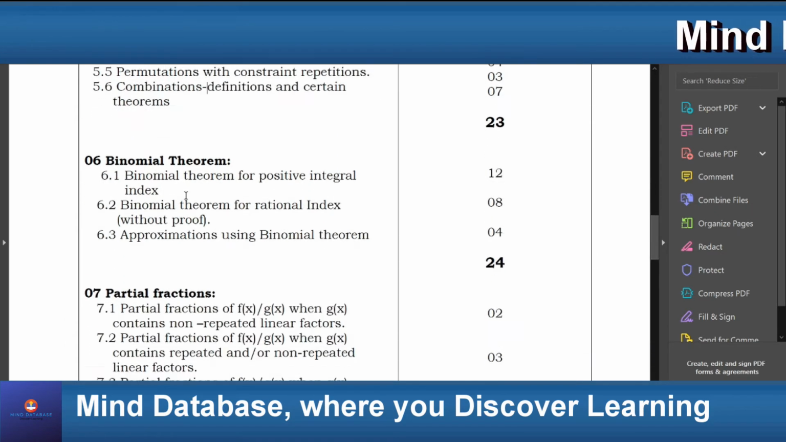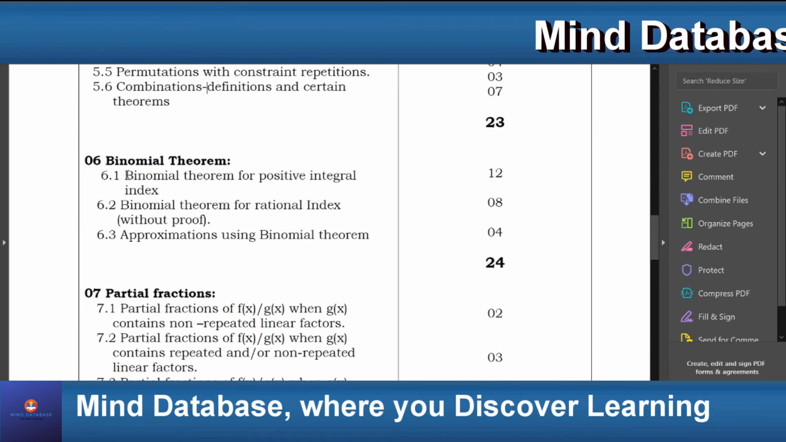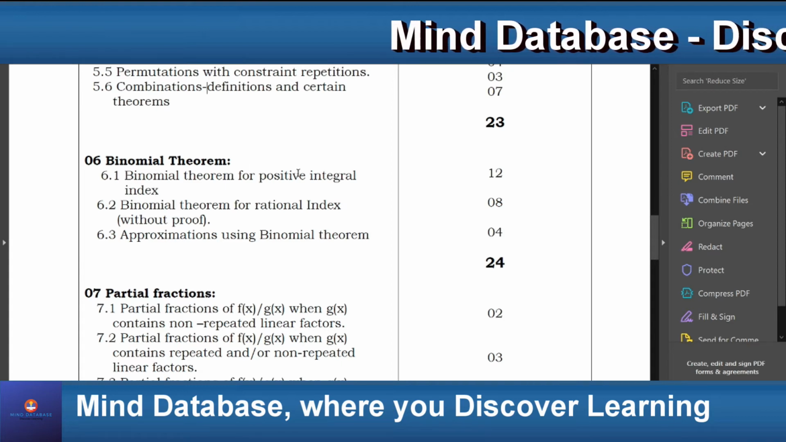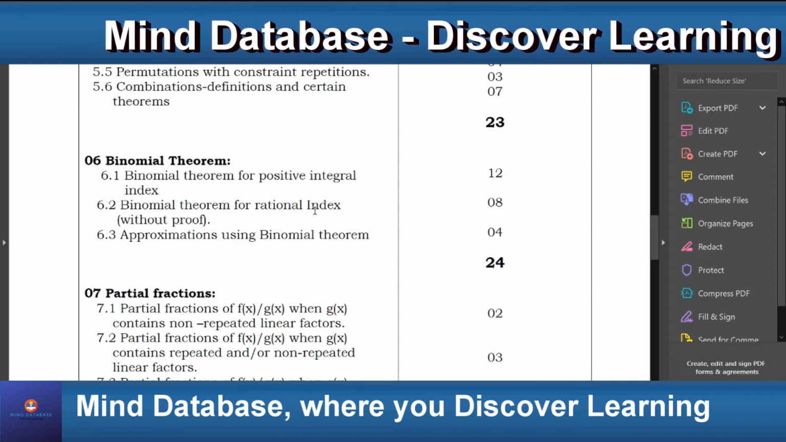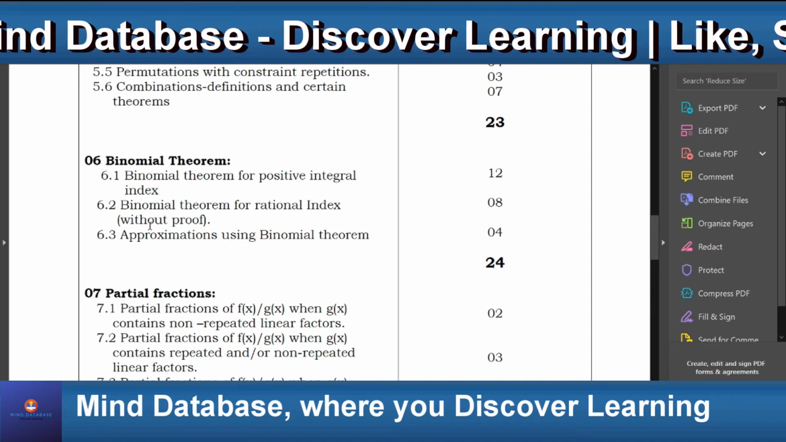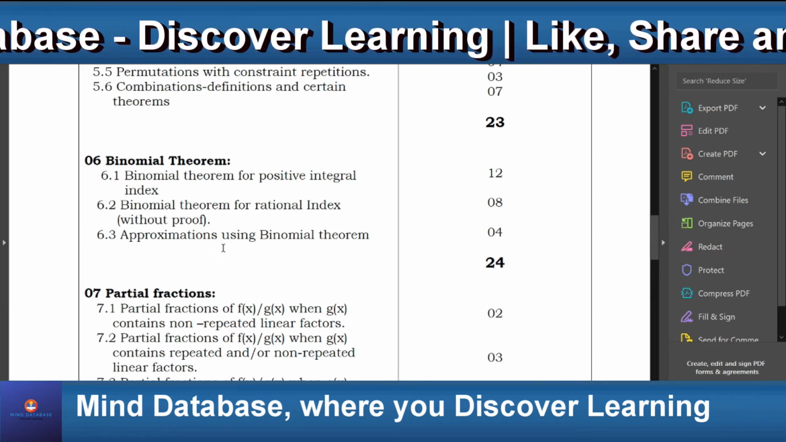Next chapter, binomial theorem. In this chapter, we learn about binomial theorem for positive integral index, binomial theorem for rational index, that is without proof, and approximations using binomial theorem.